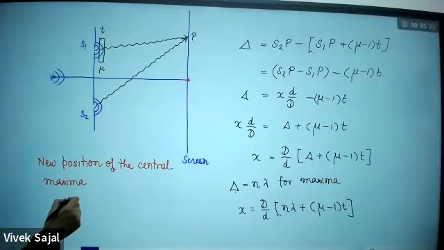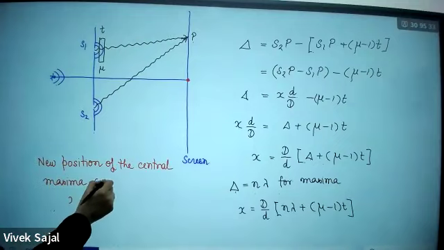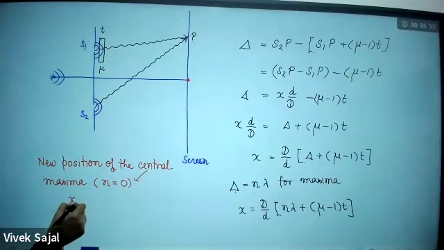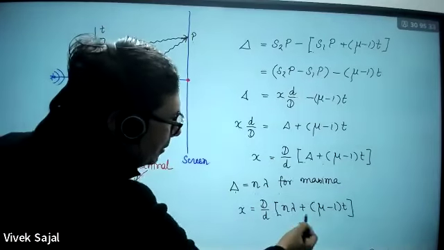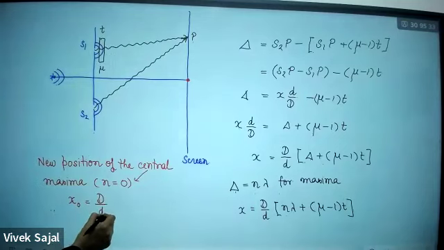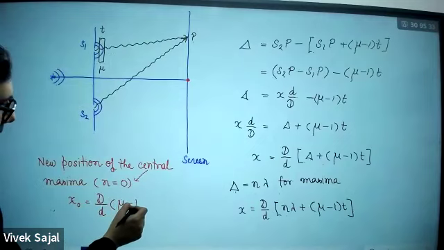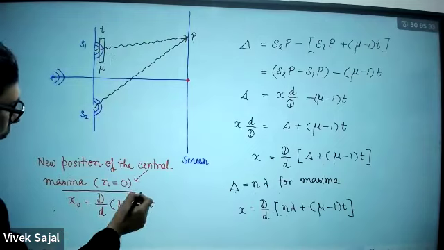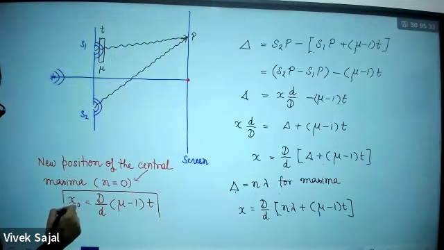Central maxima, that will be x naught. So central maxima is corresponding to n equal to 0. So this x naught, the position of the central maxima, will be 0 here. So this will be D by d, and this will be mu minus 1 into t. So this will be the new position of the central maximum.